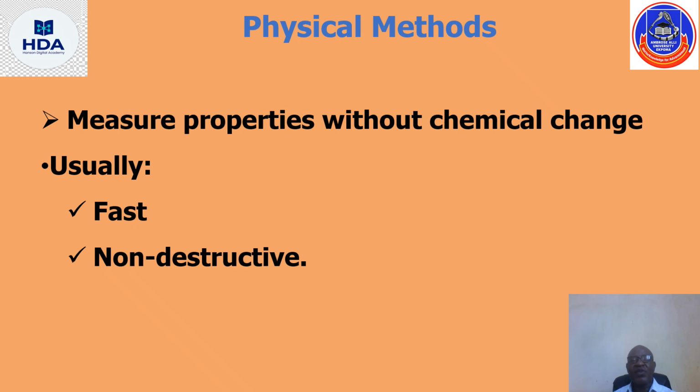The physical method ensures that the food material you are testing does not undergo any chemical change. It is usually very fast, and because it does not involve any chemical change, it is referred to as non-destructive.